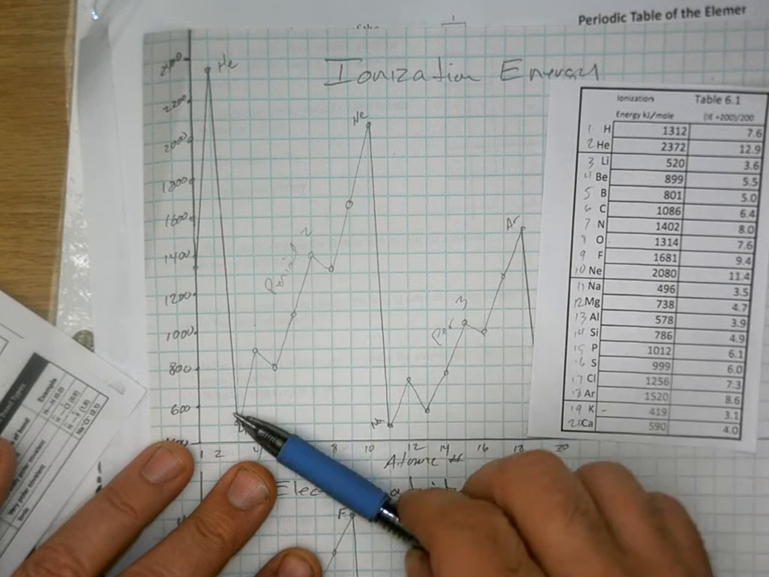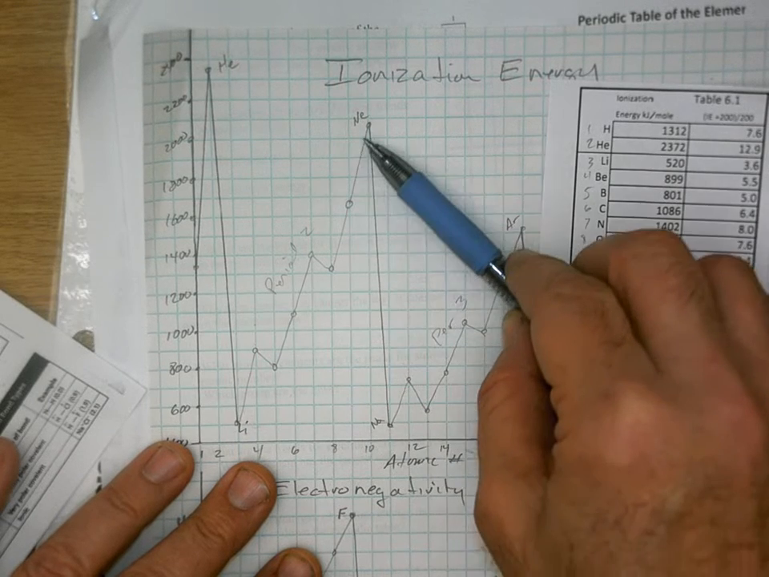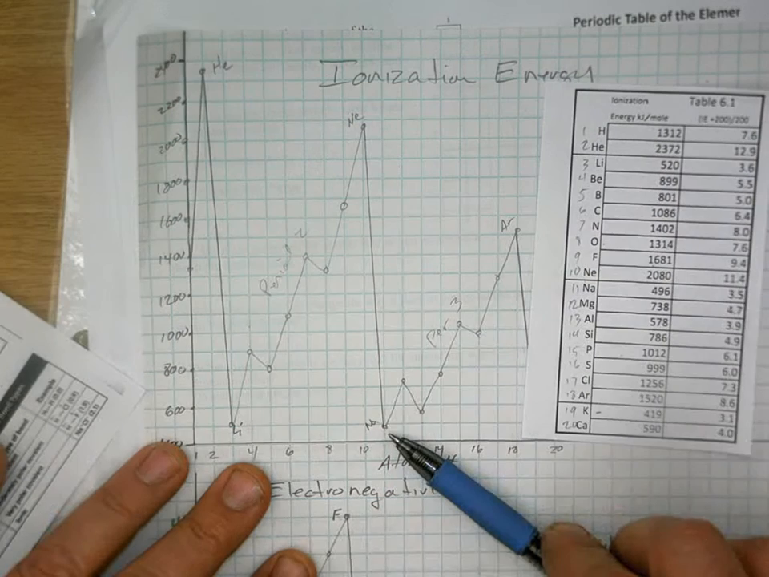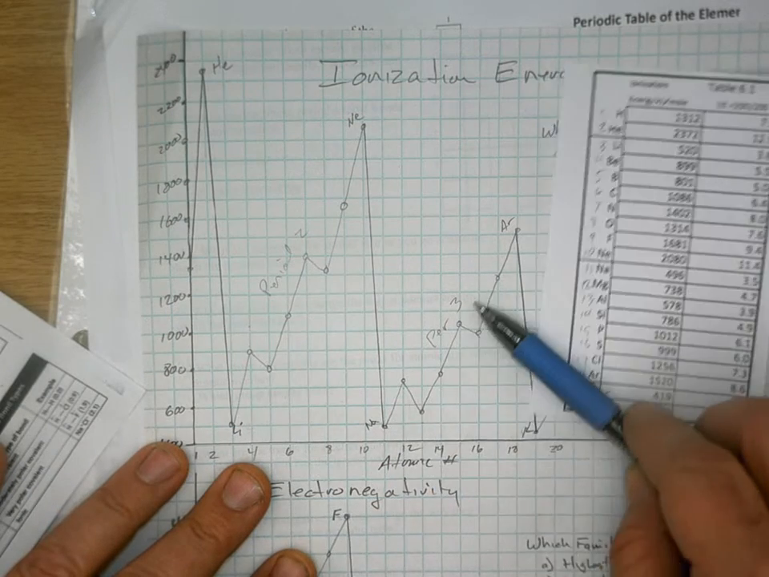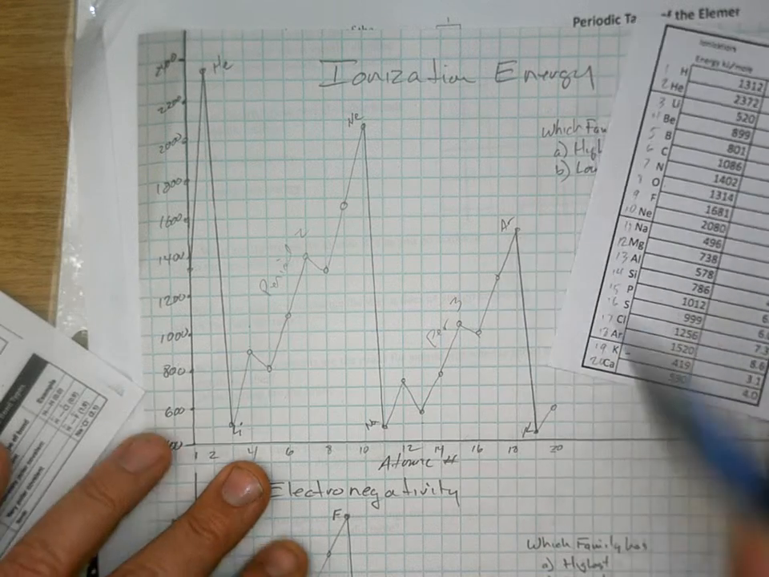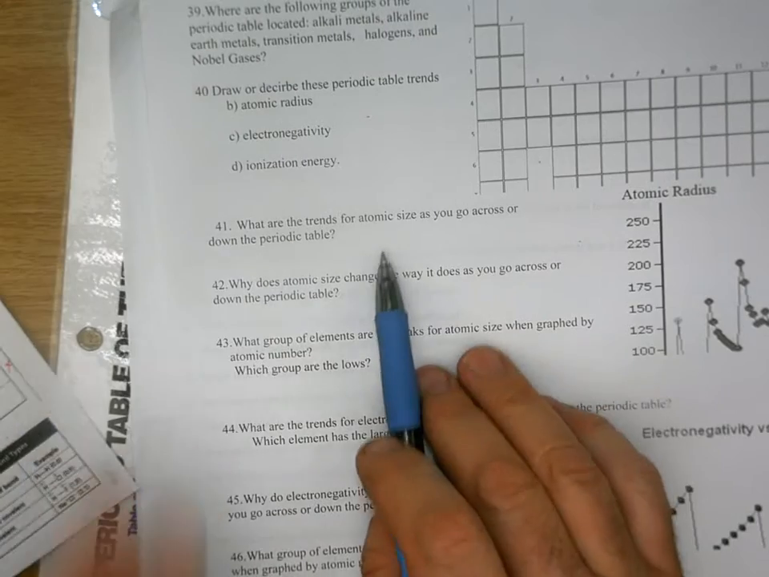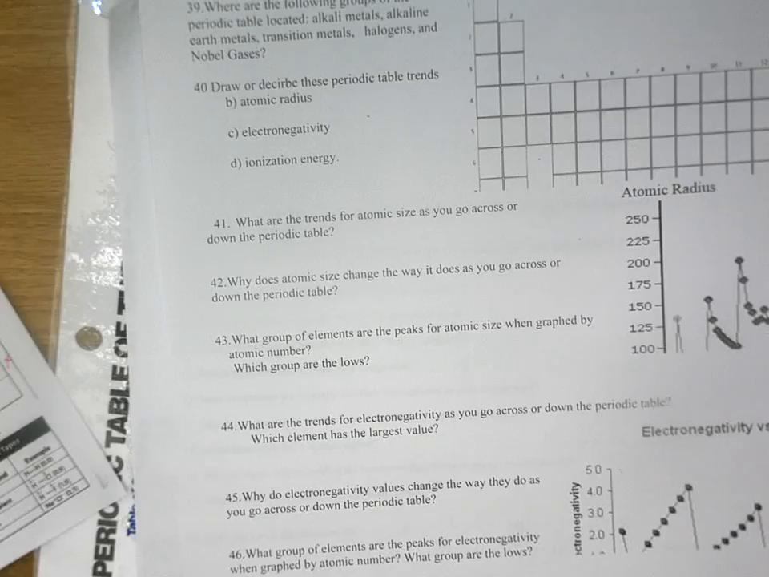As you go across a period, it gets higher and higher, and it's highest at the noble gases. And when you start a new period, it's a little smaller, but as you go across the period to the noble gases, group 18, it gets larger. So there it is. What are the trends for the atomic size as you go down the periodic table? You find it out.